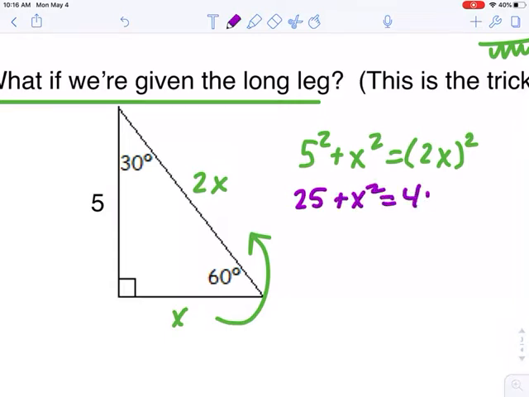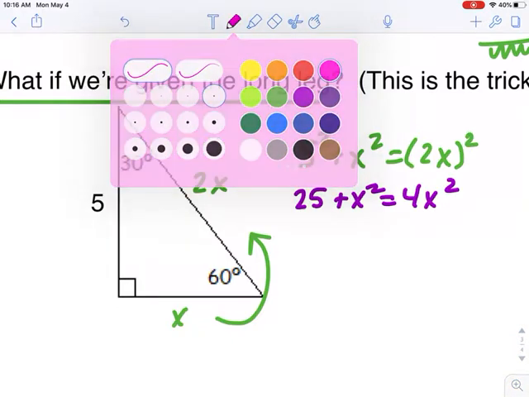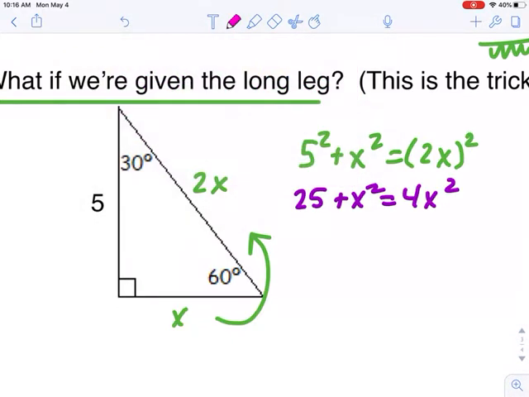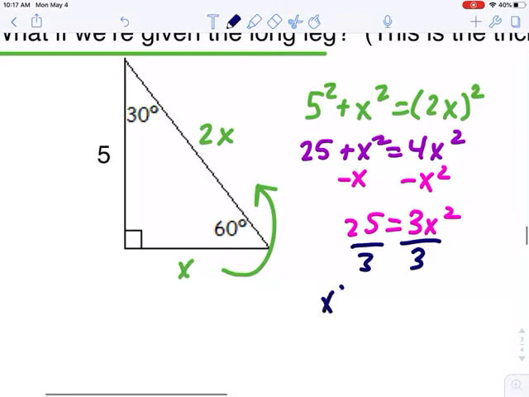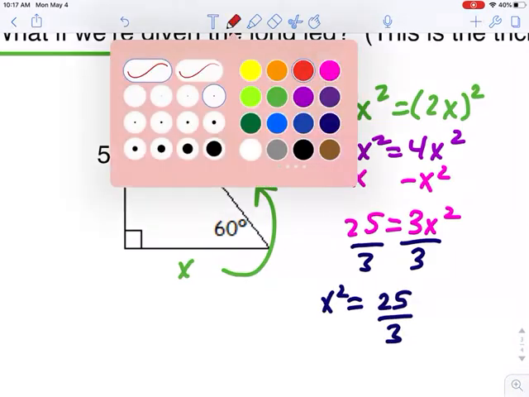25 plus x squared equals 4x squared. All right, did you feel how much muscle we had to use to make those computations? Subtract x squared from both sides. 25 equals 3x squared. Divide by 3. I'm going to swap the order. x squared equals 25 over 3.